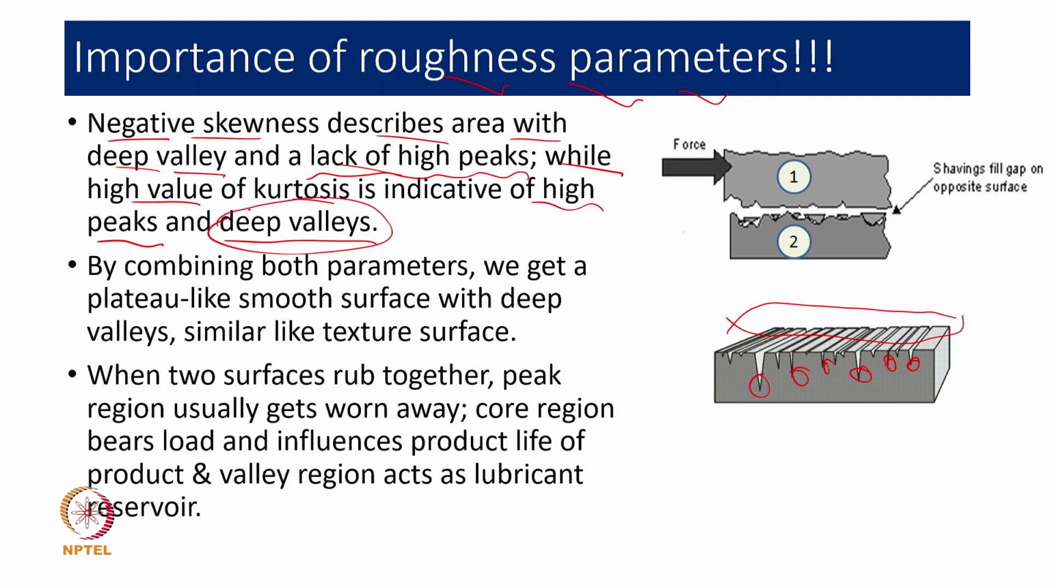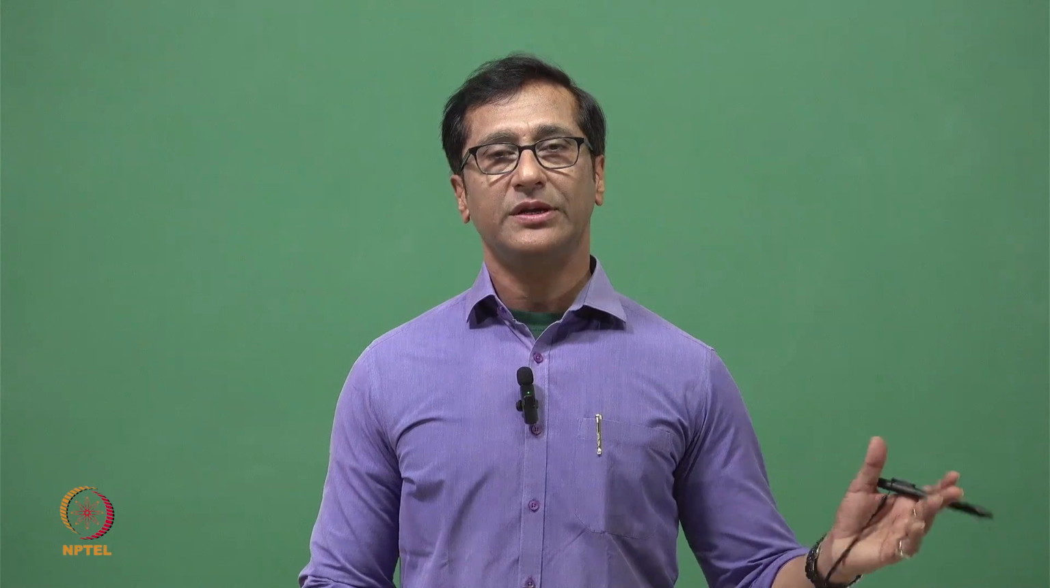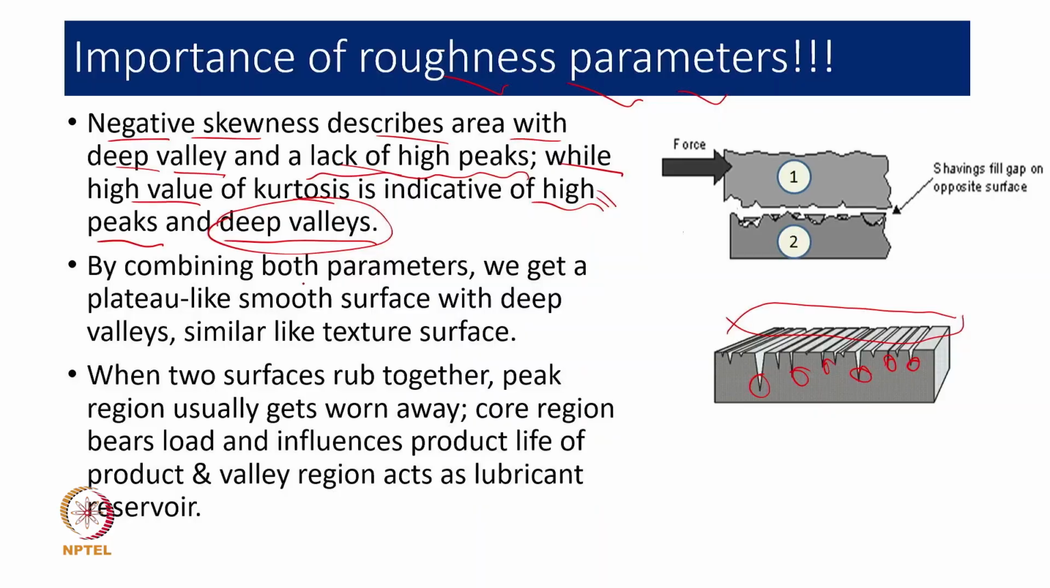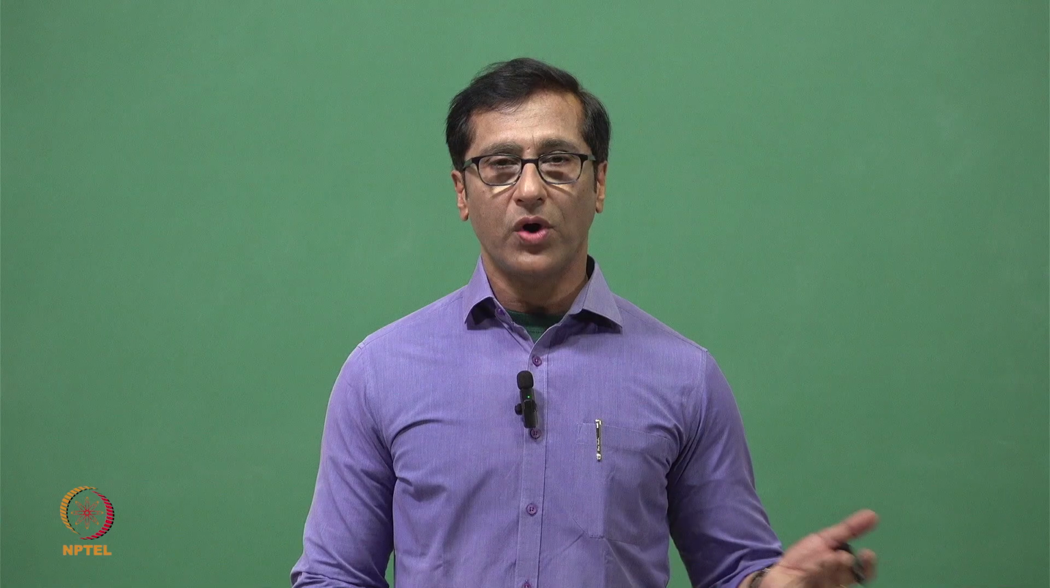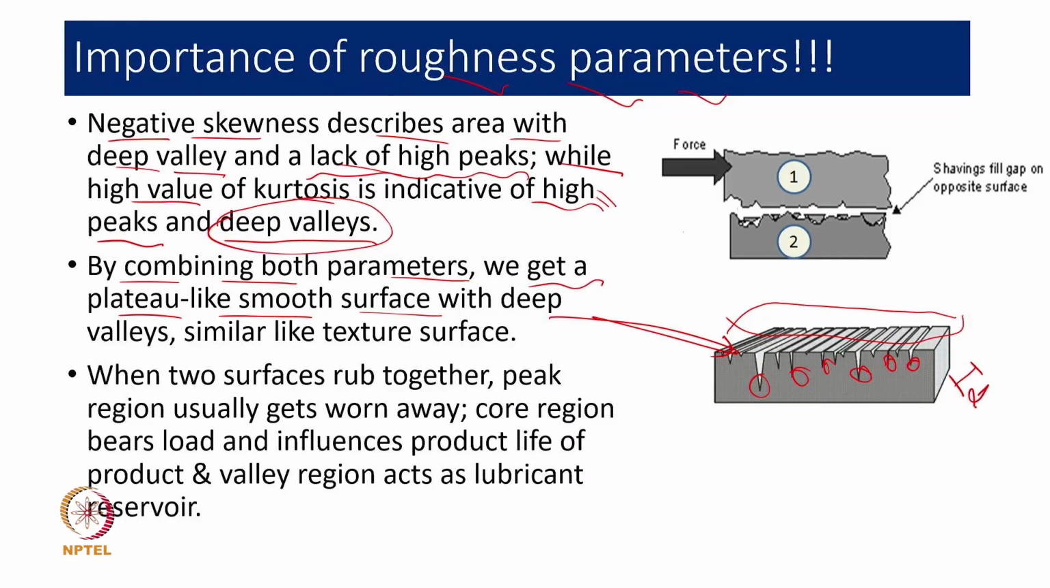So we really require deep valleys. That is happening with negative skewness, and even if there are some high initial peaks, they will be trimmed off. They will be removed from the surface during the running in period. That's very important for us. That's why we say that by combining both parameters we can get a plateau-like smooth surface. That's what we are trying to show here. It will not be exactly like this, but it will be in this form. I'm just showing the ideal surface which we really require for tribological purposes.